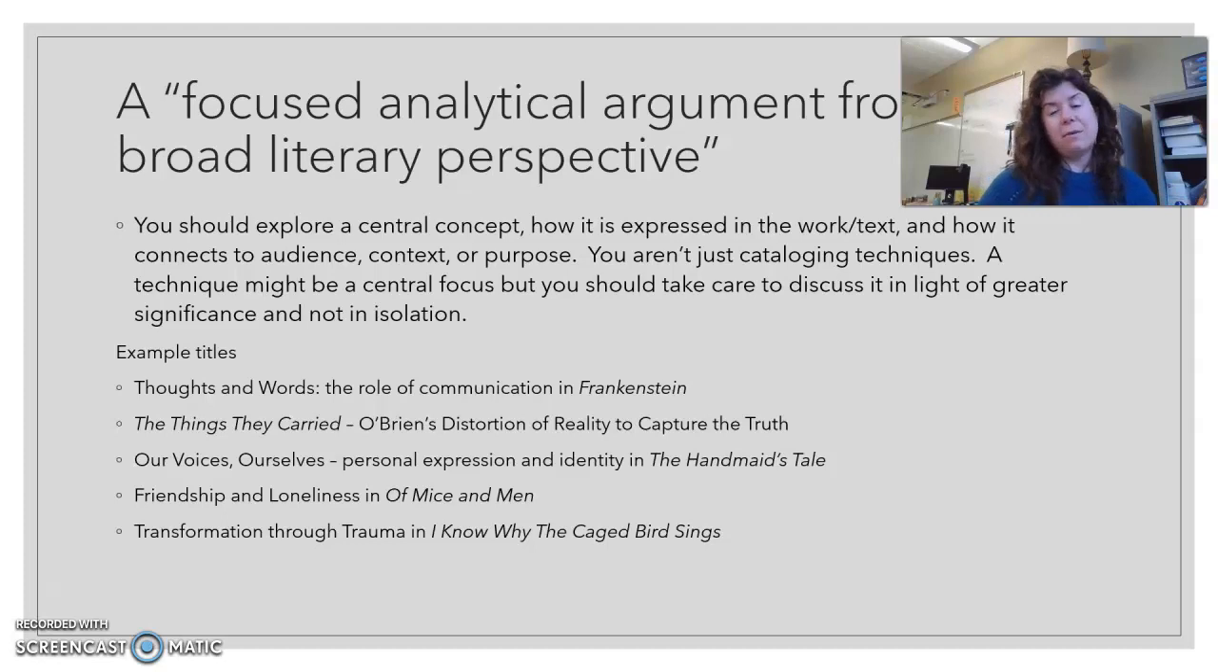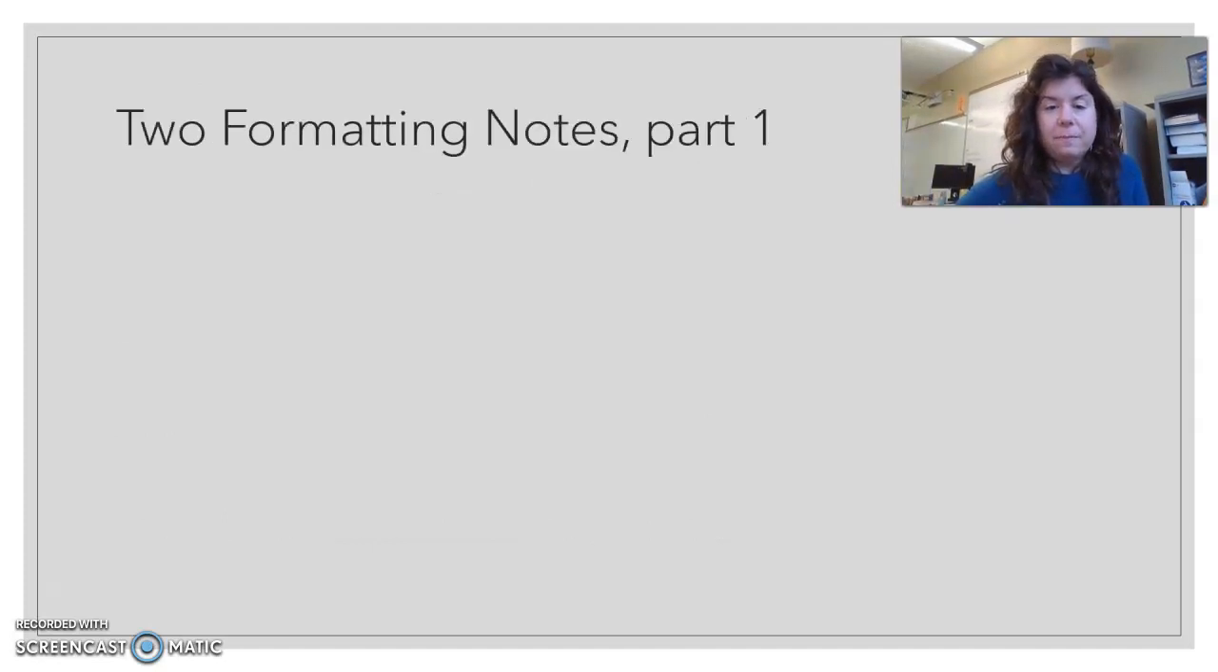You'd write about perspective, you might write about diction, you might write about the metaphor of the caged bird, but you're not simply cataloging those techniques, you're talking about how those lead to the transformation of the character. And you can take a look at the other examples.